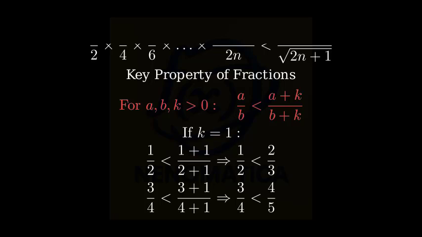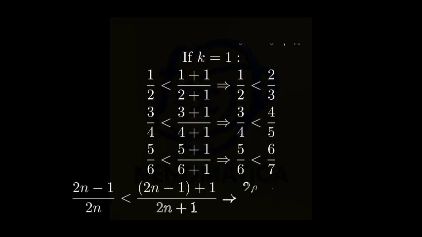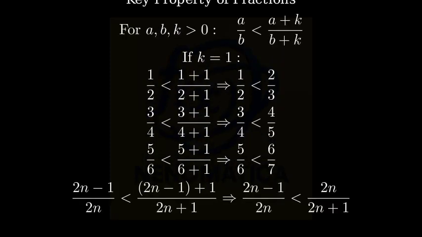Following the same pattern, we apply our property to 5 over 6. We get 5 over 6 is less than 5 plus 1 over 6 plus 1, which simplifies to 5 over 6 is less than 6 over 7. Following this pattern, we can apply our property to the last fraction, 2n minus 1 over 2n. We get 2n minus 1 over 2n is less than 2n minus 1 plus 1 over 2n plus 1, which simplifies to 2n minus 1 over 2n is less than 2n over 2n plus 1.